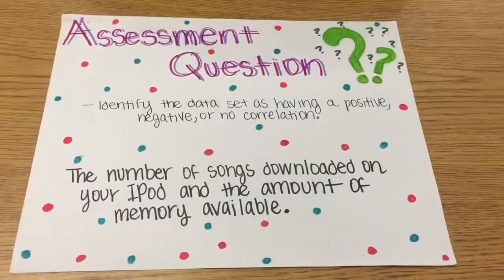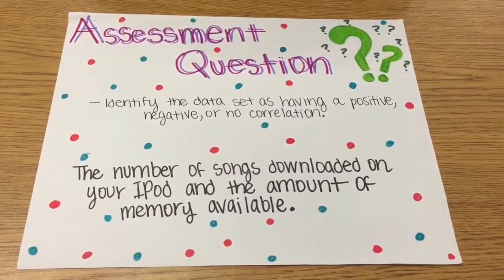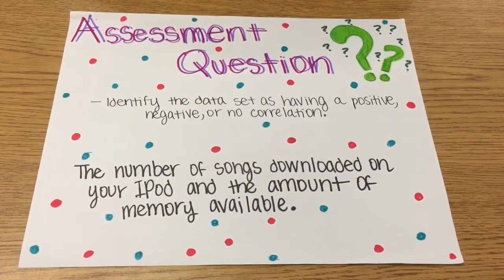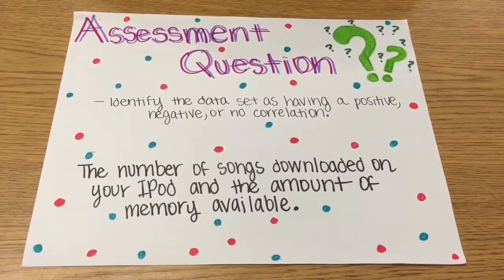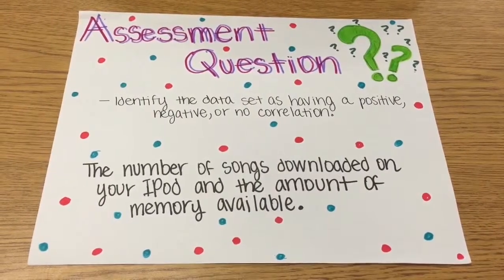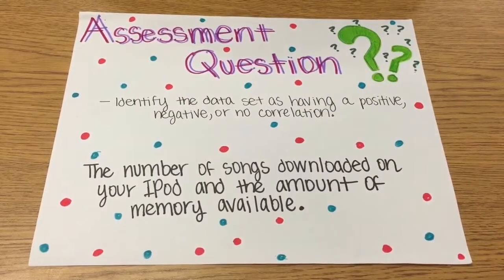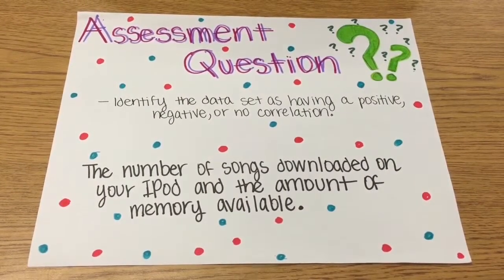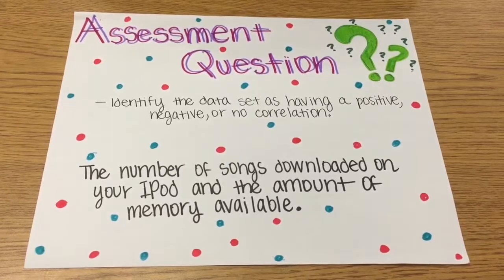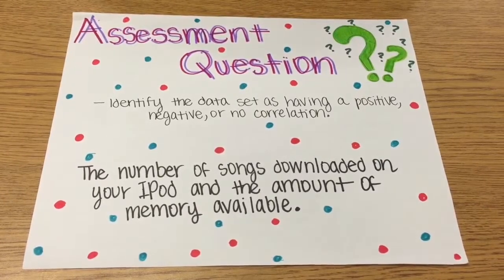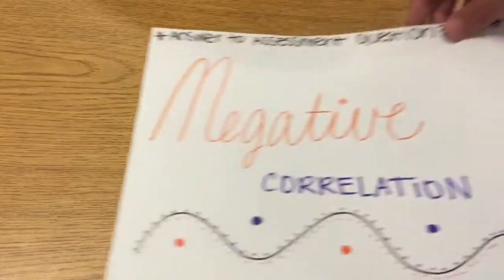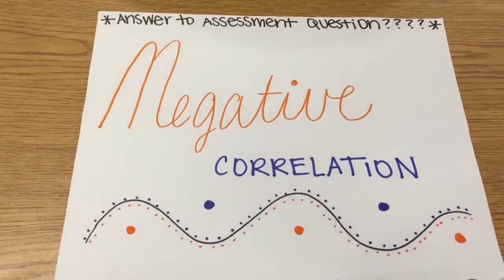To test whether you have grasped the concept of scatter plots and relationships shown by the correlation coefficient, we have come up with an assessment question. Identify the number of songs downloaded onto your iPod and the amount of memory available as having a positive, negative, or no correlation. The answer is negative correlation.